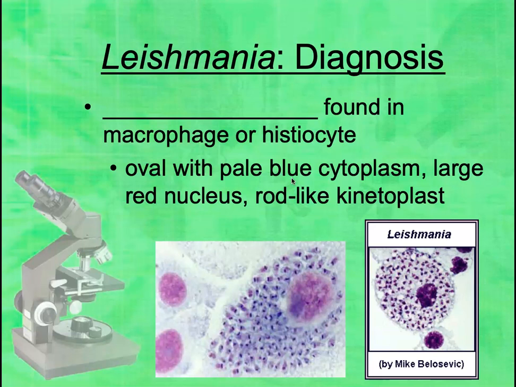But just in general, if I were to show you a picture like this and it says it's obviously a cell, I tell you it's a tissue cell or it looks like a macrophage, and you can see a whole bunch of polka dots inside of there, those are amastigotes inside of a tissue cell.